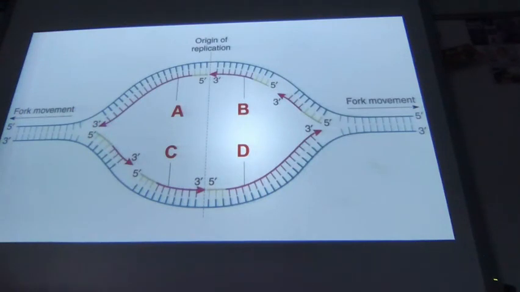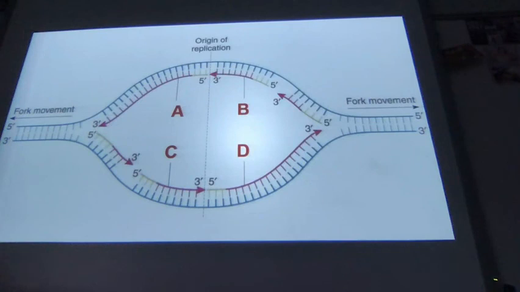Leading strands versus lagging strand. Give me two leading strands. Look at them, and I want the A, B, C, or D. A and D, there you go. A and D, because they're moving towards the replication fork in one continuous strand, right? See the fork movement signs? The one's going to the right and the one's going to the left. So A and D are leading, because they're making one continuous strand towards the movement.